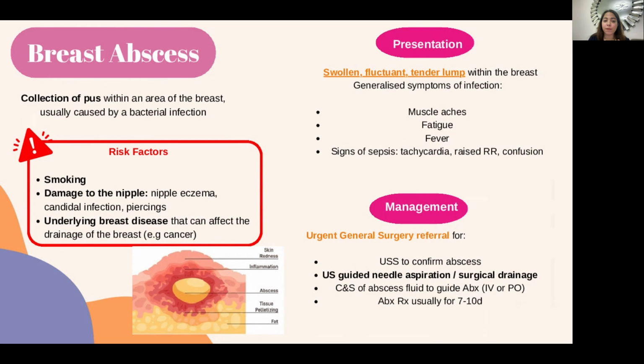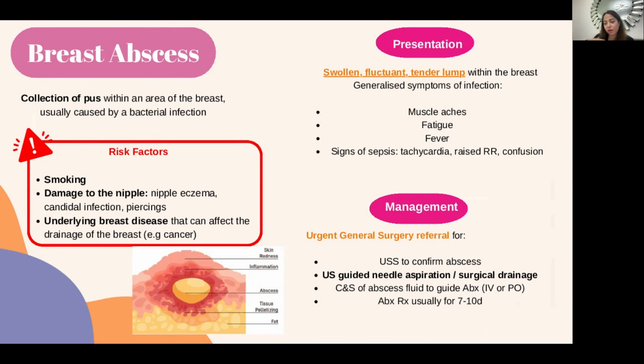In terms of the presentation with breast abscesses, you get a swollen, fluctuant and tender lump. I want to highlight the word fluctuant there. That gives it a big giveaway that it's a breast abscess rather than maybe a lump. And by fluctuance, I mean you're able to move around the fluid within the lump.